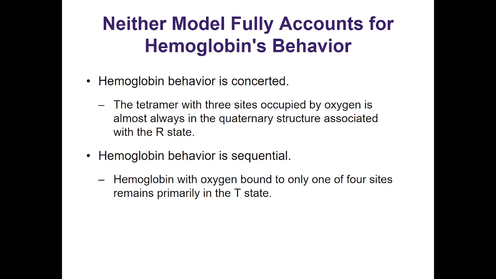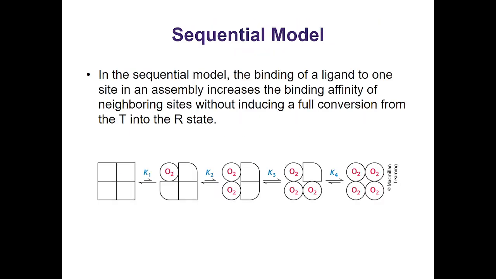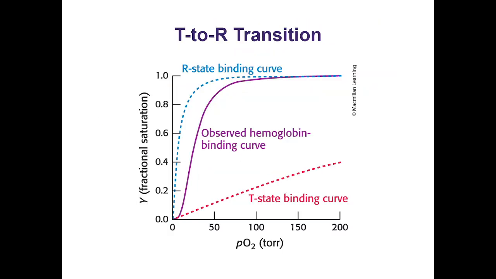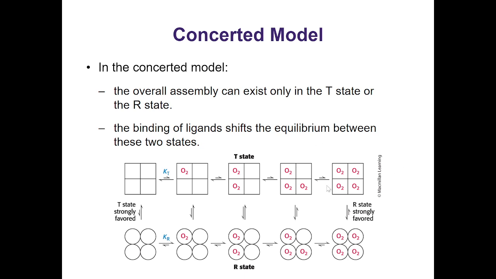Okay? So in the concerted model, basically it can be either or. Yeah, either or, and then it just sticks that way. You never have a half T, half R. Yeah, but in the concerted model, half of your population is T, and half of your population is R.